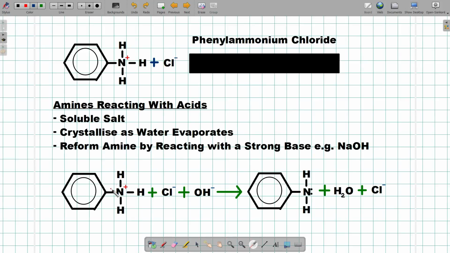you just have to reform it by reacting it with a stronger base, like sodium hydroxide. The hydroxide will have a lone pair of electrons, and it'll steal this hydrogen here, and it'll reform it back into an amine. So the hydroxide will form water because it's now H2O, and the chlorine won't be bonding ionically with anything because there's no overall charge on any atoms here. So that's how you reform it back into an amine from a quaternary ammonium salt.